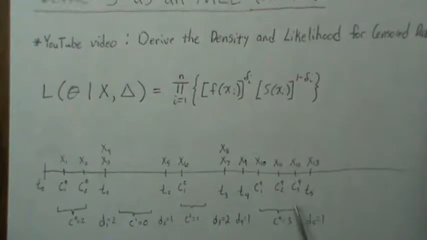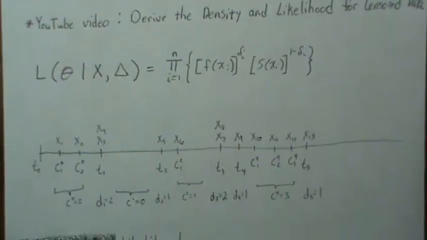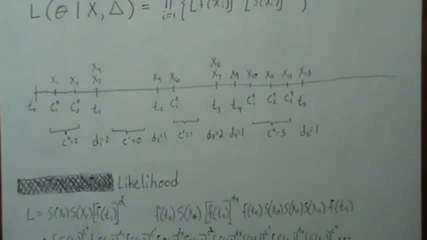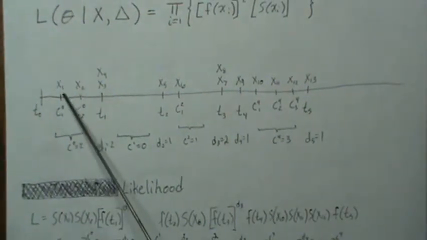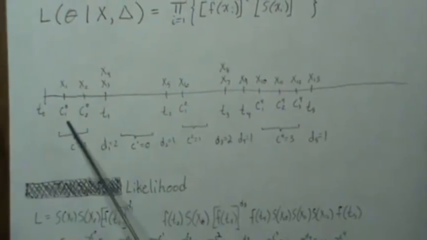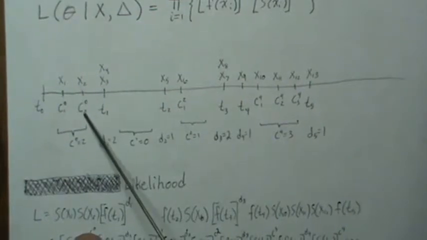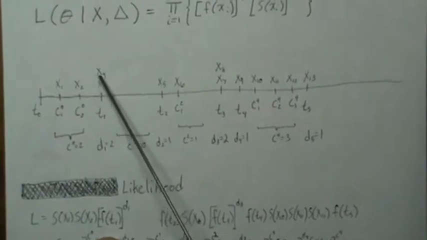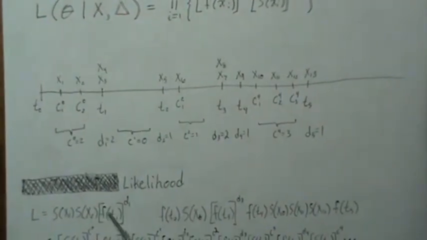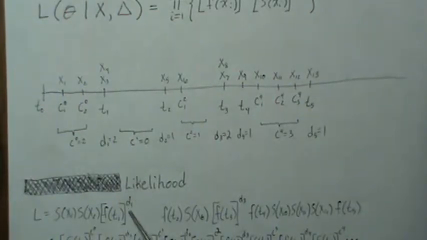So if we were to write the likelihood function, it would look like this. So this X1 contributes an S of X1. And since that's a censored, that contributes to S of X2. Since this is an event and there's two of them, it's F of T1 and then raised, D1 is 2, so there's two of those.